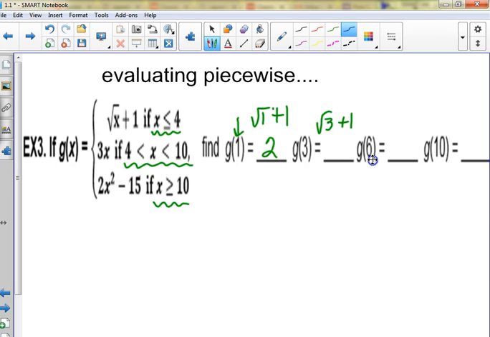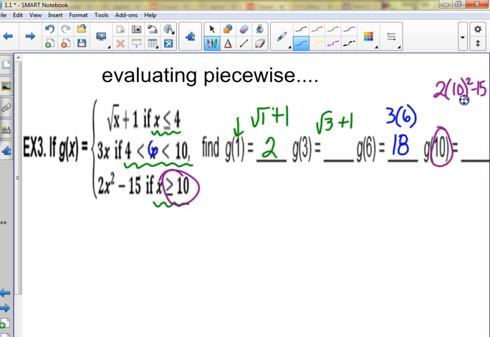All right, 6. Which rule does 6 go into? 6 falls between 4 and 10, so we have to do 3 times 6, which is 18. And then what about 10? This one did not include 10. This one includes 10. So we go 2 times 10 squared minus 15. Somebody's going to do 20 squared in their head and do this wrong. Why is that wrong? Exponents first, right? So this is 2 times 100 minus 15, or you can use your calculator. 185, how did I do? Okay.